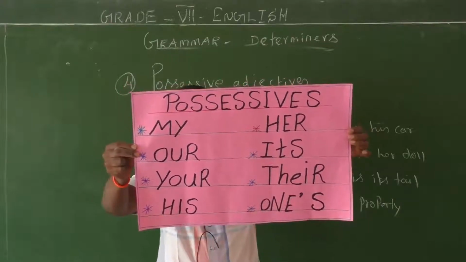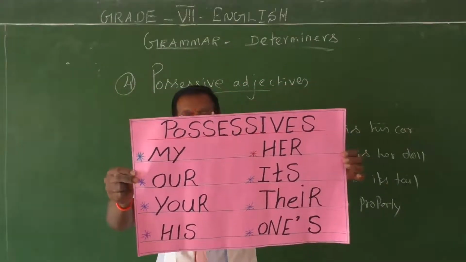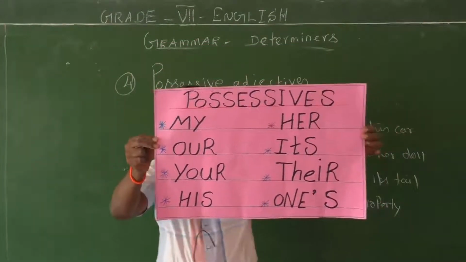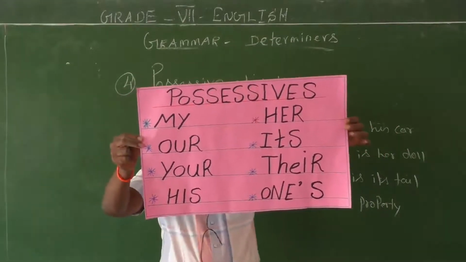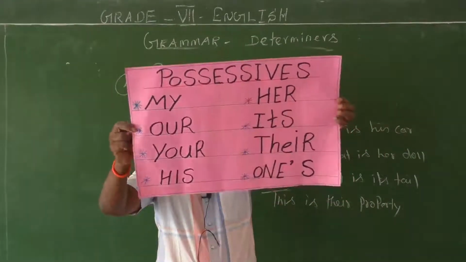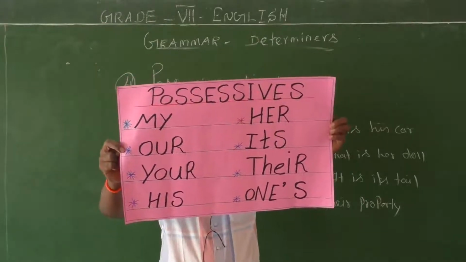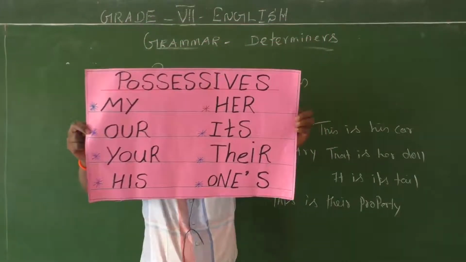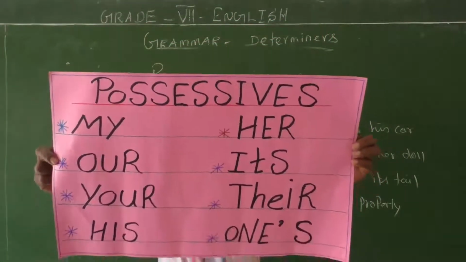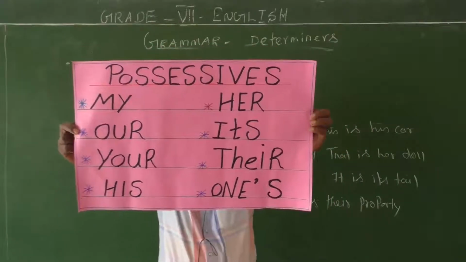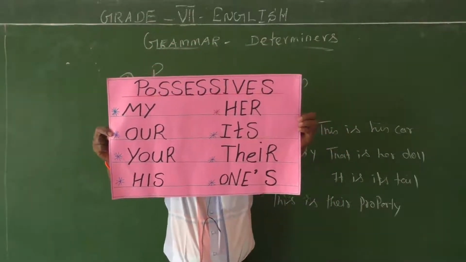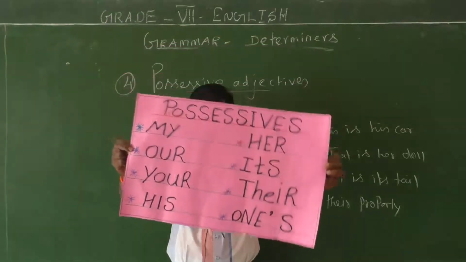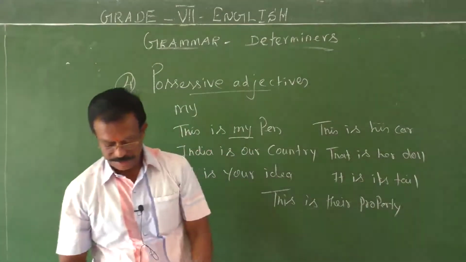You know well the various possessive forms of pronouns. Possessive forms of pronouns are nothing but possessive adjectives. I, my, we, our, you, your, he, his, she, her, it, its, they, their. So they are called possessive adjectives or possessives. When they are used before nouns, they restrict the meaning of the noun. Therefore, they also function as determiners.